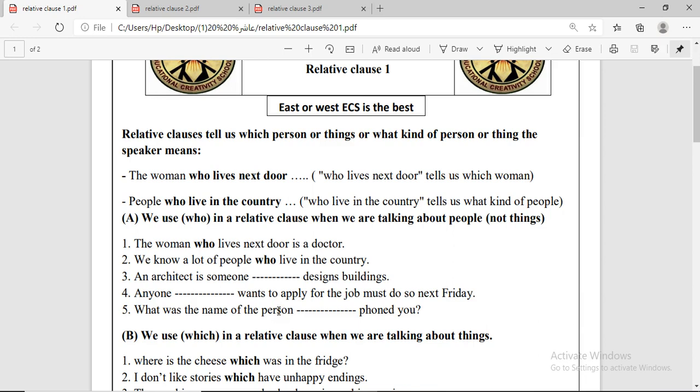So the first thing is to know that we use who for people. And you have to know that who is a relative pronoun, and the sentence with the pronoun, who lives next door, is a relative clause. Okay, let's move to B.